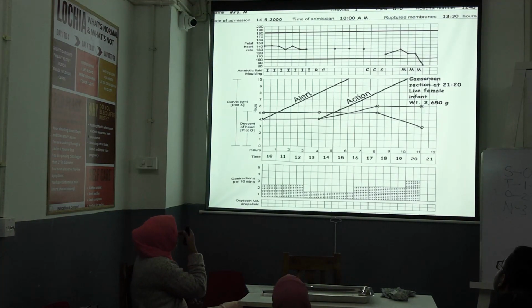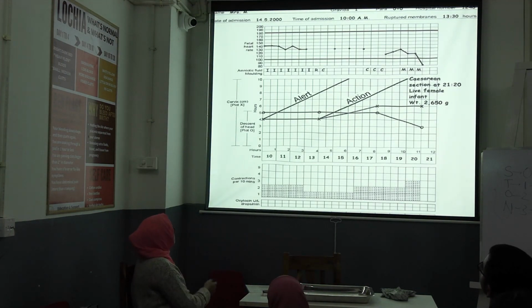I will just tell you one example. This was the patient, her dilatation was 4 cm on admission. After 4 hours, her dilatation was still 4 cm. You saw the contraction, it was just mild contraction and the contraction was decreasing. And here you saw that rupture of membrane was there, and it was clear.